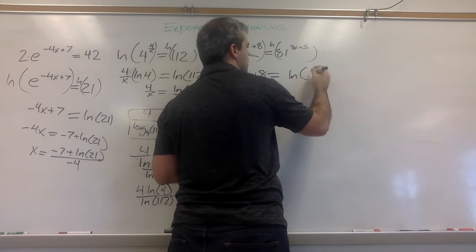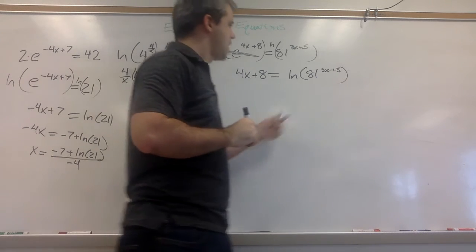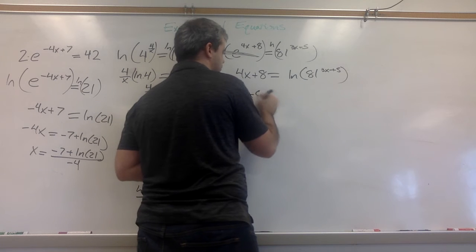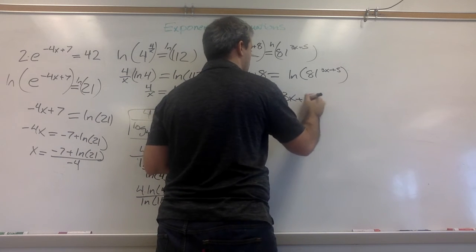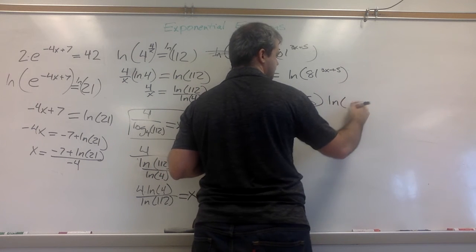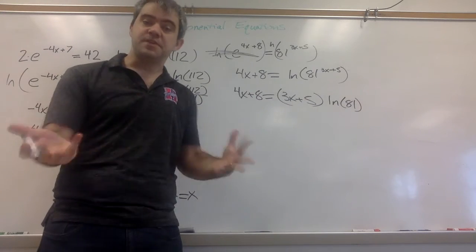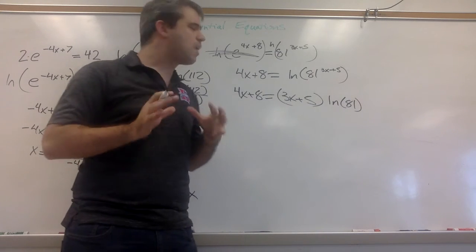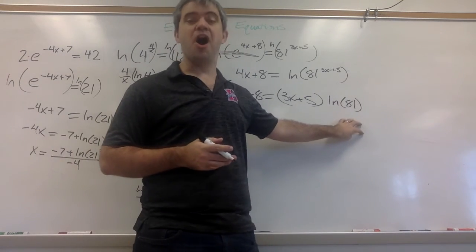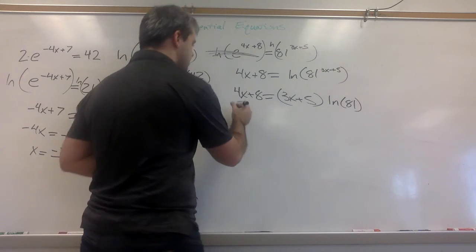Over here, it's a little more gross. Well, what can I do with this exponent? This exponent is going to pop up front. Be careful, it's this whole thing being multiplied. All right, this is the part that students find a little bit tricky. I want to get all of my x's on one side and all of my non-x's, however you want to think about that, on the other side. So I'm going to go ahead and distribute this.